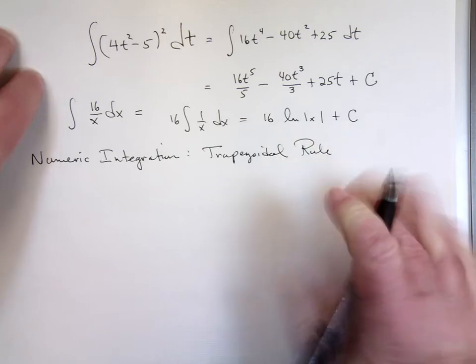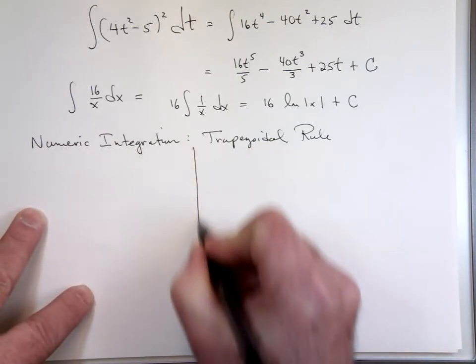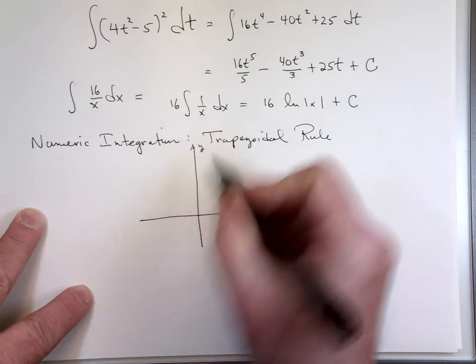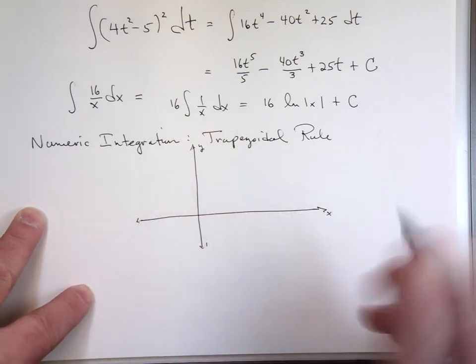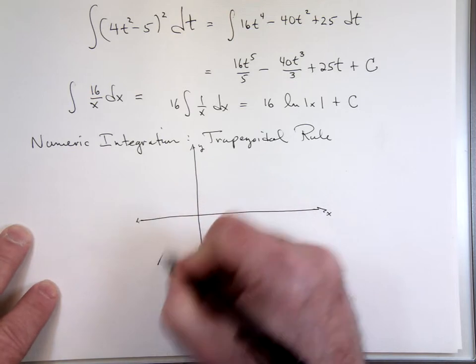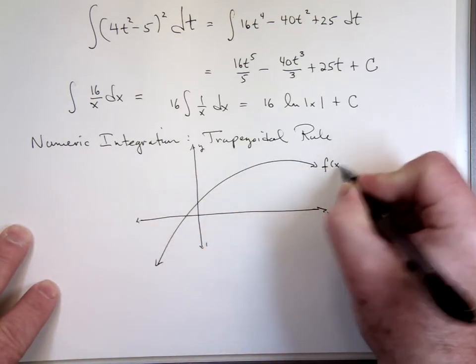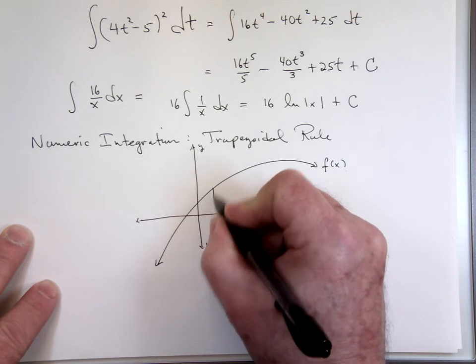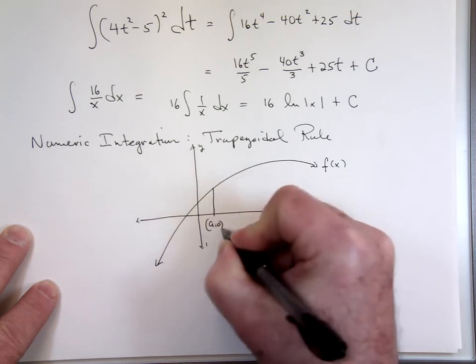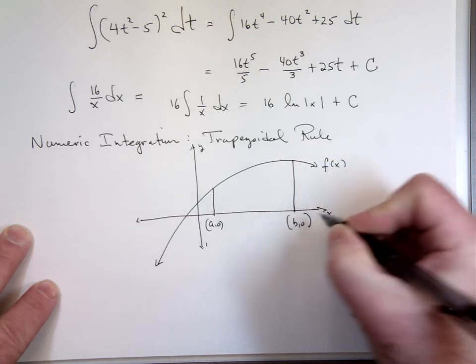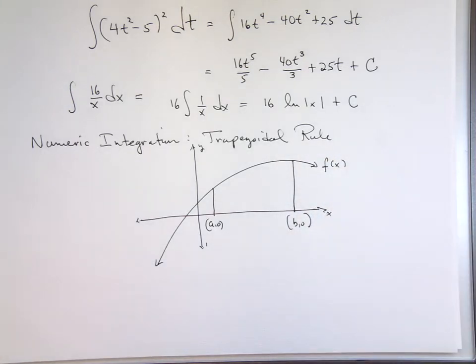Let's take a look at this. I'm going to go right for the general case here. Let's suppose we have some function of x over some interval from a to b. And what we want to do is get an approximation to what the area under this curve is, okay?